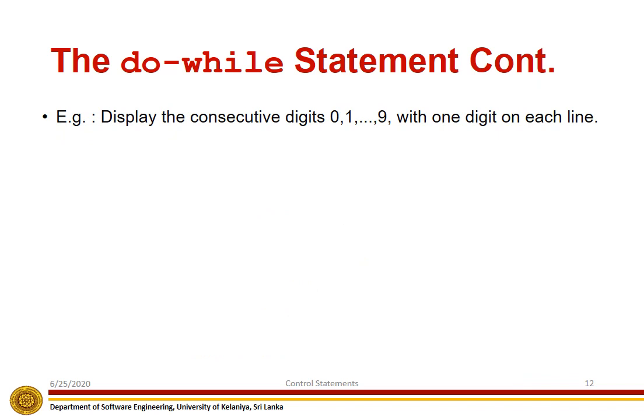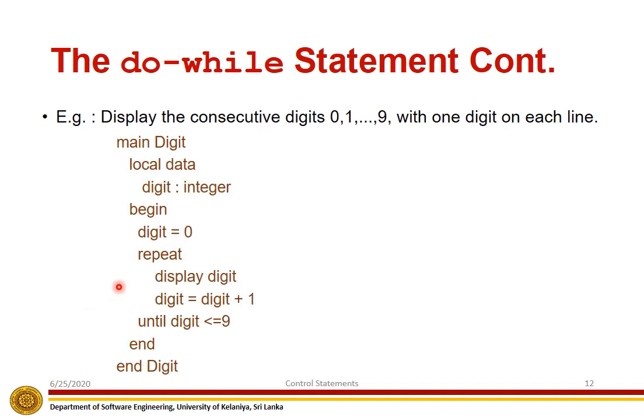Now we will see an example for do while loop. Here is the same example that we have discussed earlier in the while loop. This will give exactly the same output as the while loop, displaying the consecutive digits 0 to 9 with 1 digit in each line. So first we will see the algorithm. The only difference here is the loop. All others are the same in the algorithm.